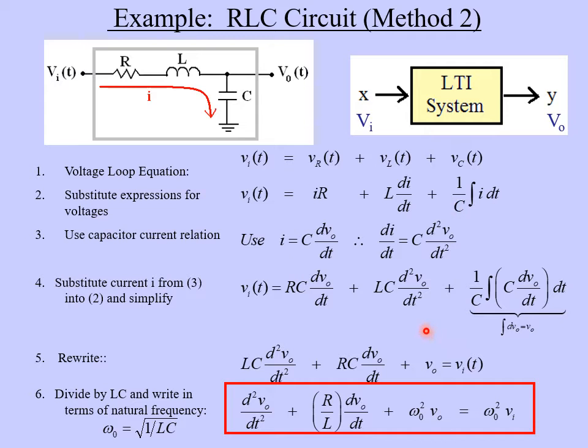And when, kind of when the dust all settles here, you can go through my steps if you want to see the details of what I did here. But for example, this 1 over C cancels that C here, and this dt and this dt cancel, leaving just the integral of dV out, and that's just equal to V out. So everything comes out to be the same, and we end up with the same differential equation. So as you can see, there's more than one way to skin a cat, as they say. There's a couple of different methods to get the same differential equation.